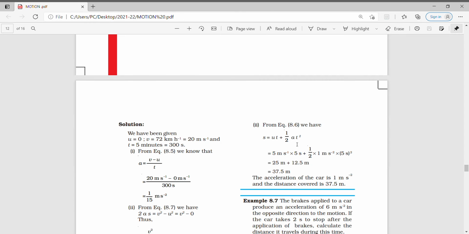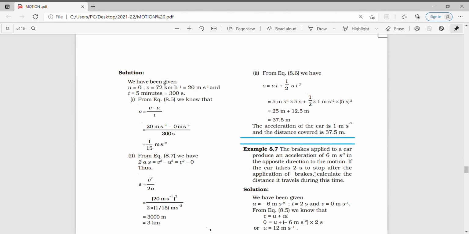Similarly, v square minus u square is equal to 2as. In that also, only s is unknown. All other quantities are known to us. So from v square minus u square is equal to 2as, we can also calculate, and the answer will be 37.5 meter. So that's the answer of this question.